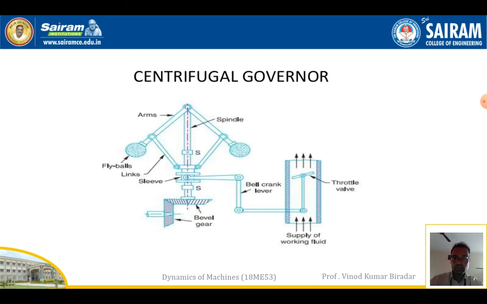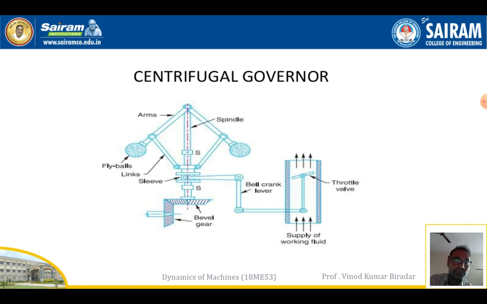Now, how does it work? When the load on an engine increases, the engine and governor speed automatically decrease. As a result, the centrifugal force on the balls, generated on either side, decreases, hence the balls move inward and the sleeve moves downward. During this movement, the throttle valve at the other end, with the help of the bell crank lever, opens, and the supply of working fluid and the engine speed increase.